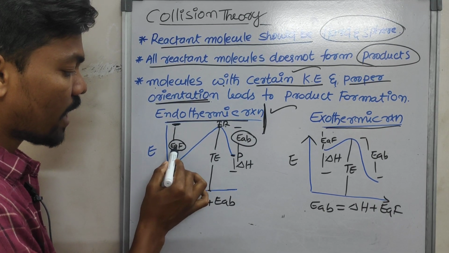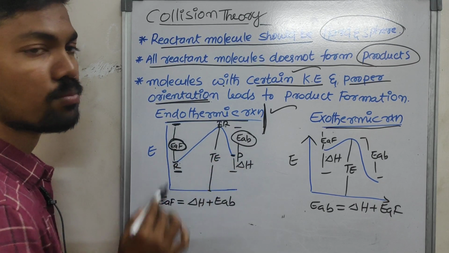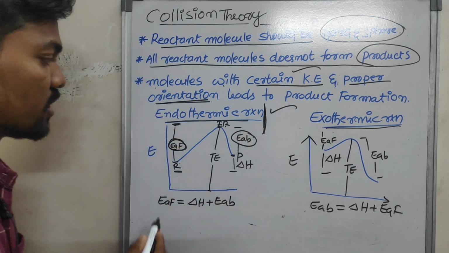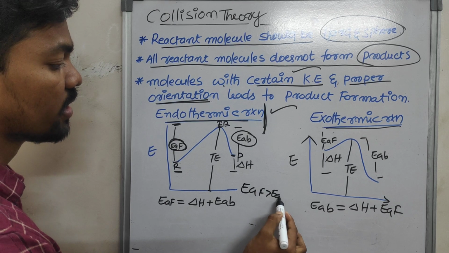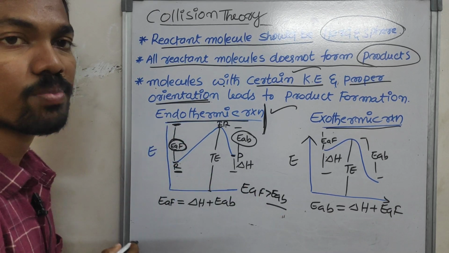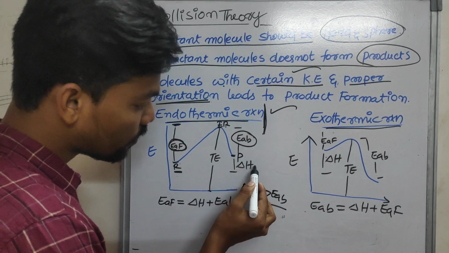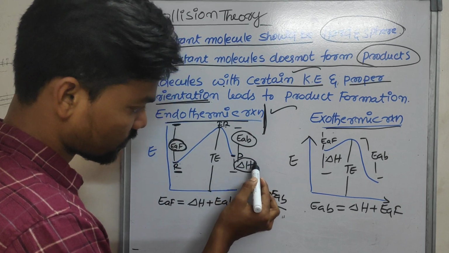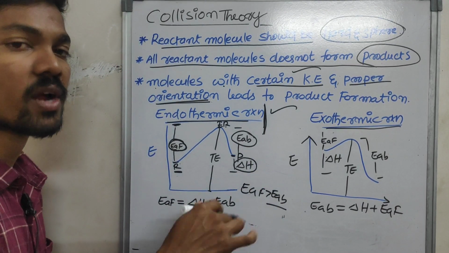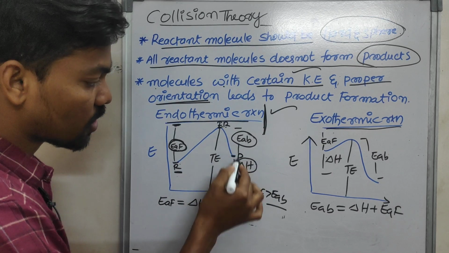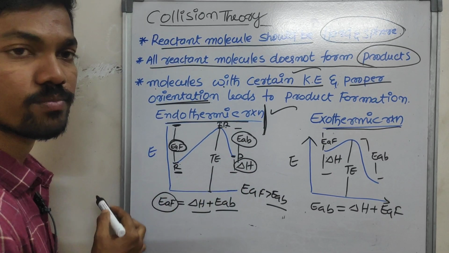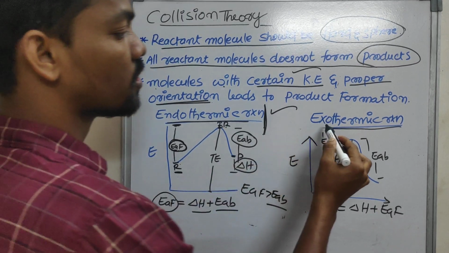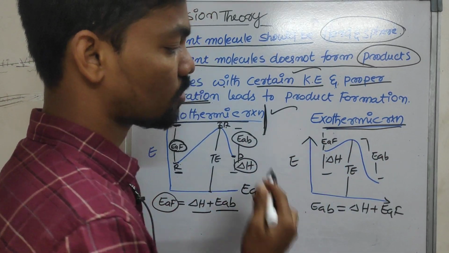So EAF is more than EAB, then only it will come under endothermic reaction. Here delta H will be positive. We have to add delta H, so both delta H and EAB come under EAF. You are getting my point. Now come to exothermic reaction.